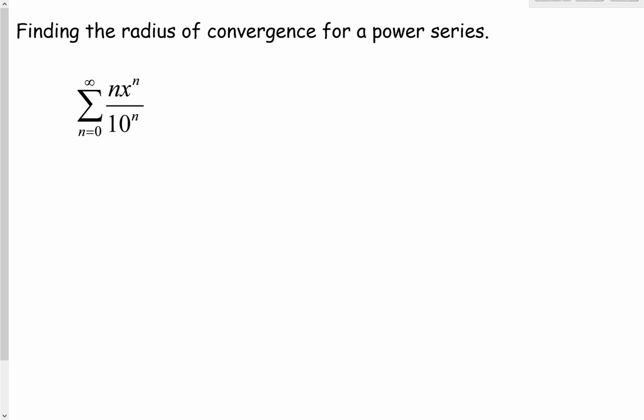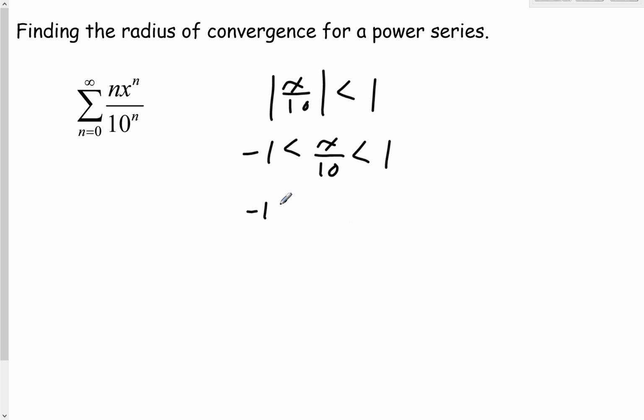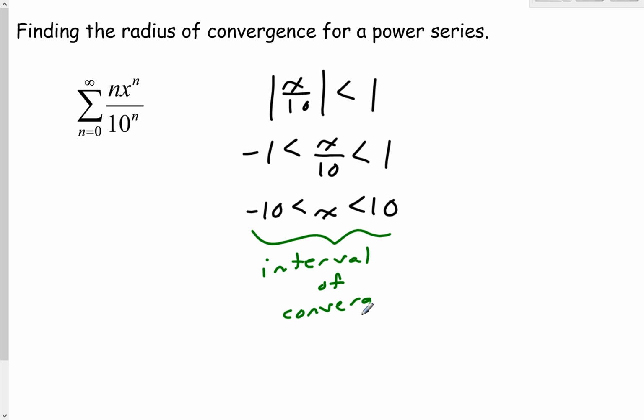So now I can use this to talk about finding that radius of convergence. I just found that this series does converge using my ratio test as long as the absolute value of x over 10 is less than 1. If I solve this, it will give me my interval of convergence. So to get rid of my absolute value, I just say that x over 10 is between negative 1 and 1. Multiply everything by 10. And here is my interval of convergence, which is not hard to find once we actually do the ratio test.